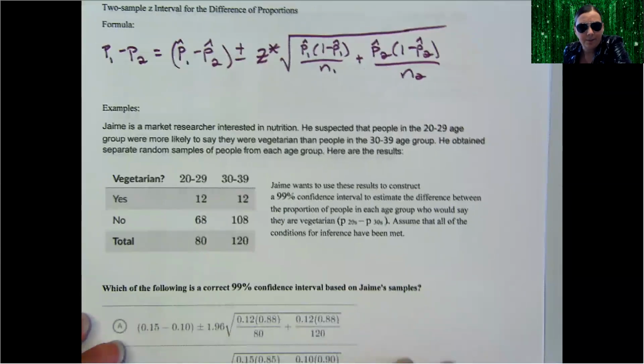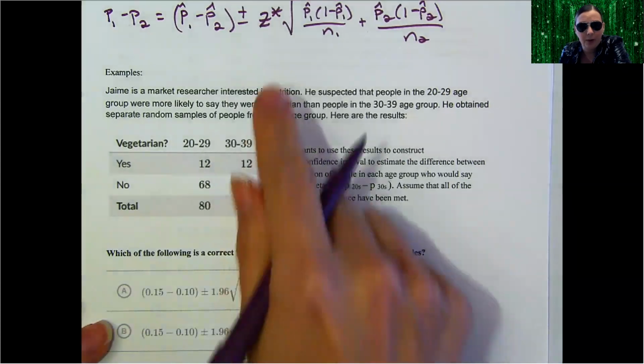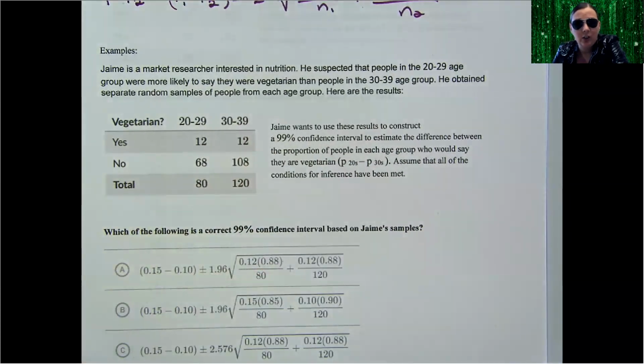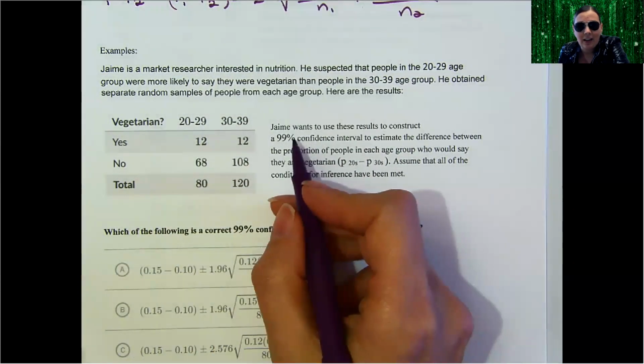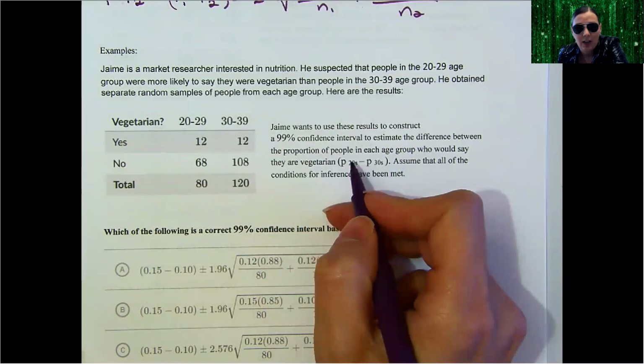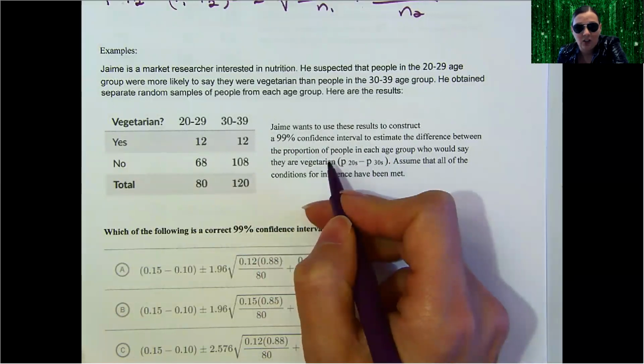All right. So moving on, we've got an example that runs through this formula. Jamie is a market researcher interested in nutrition. He suspected that people in the 20 to 29 age group were more likely to say they were vegetarian than people in the 30 to 39 age group. He obtained separate random samples of people from each age group. Here are the results. We want to construct a 99% confidence interval to estimate the difference between 20-year-olds and 30-year-olds who say they are vegetarian.